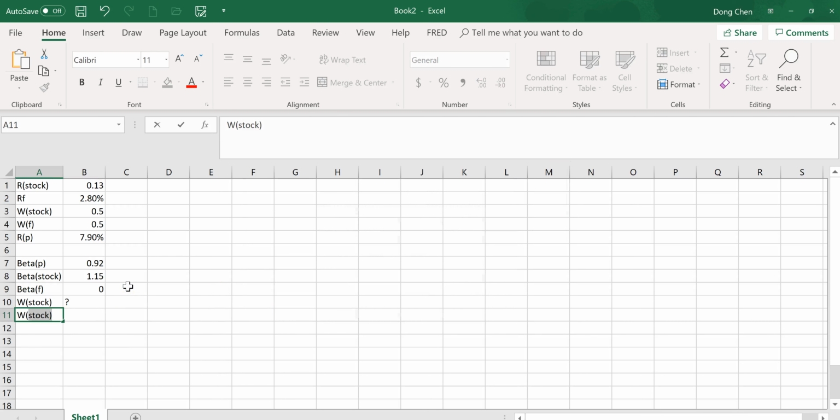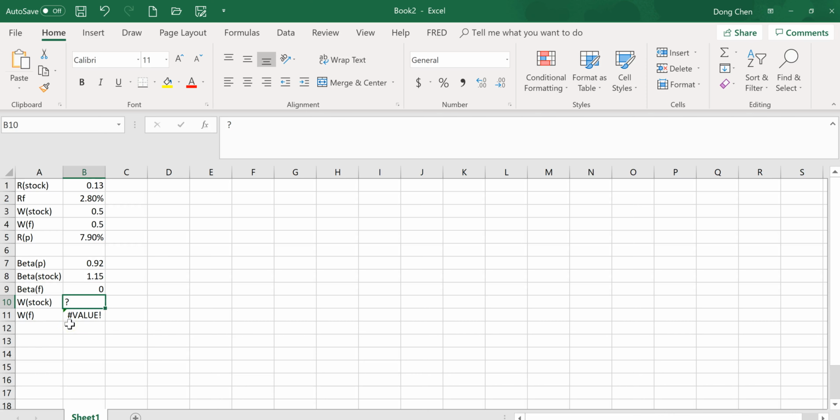And hence, what's the weight of the risk-free asset? So if we know the weight on the stock, the weight on the risk-free asset is simply 1 minus that. Here is a question mark, hence this is the error. But now I want to use a function within Excel to solve out this equation.